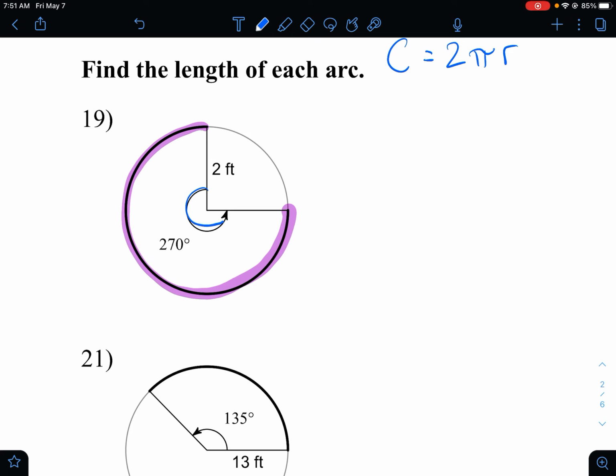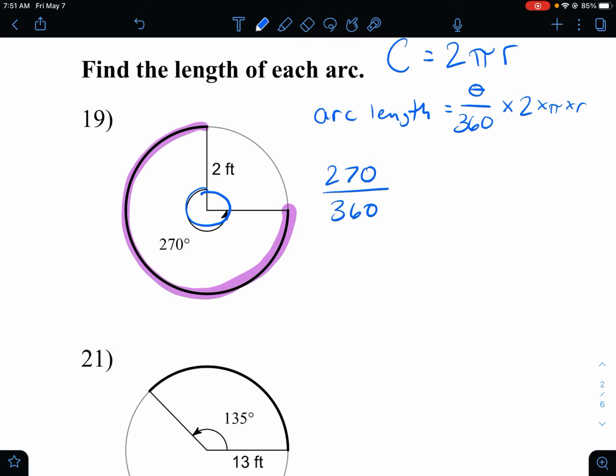So what you do is you have to figure out how much of the circumference this takes up. Well, the entire circle is 360, right? So for arc length, you're going to do your degree or theta over 360 times 2 times pi times your radius. So we get 270 over 360 times 2 times pi times your radius.